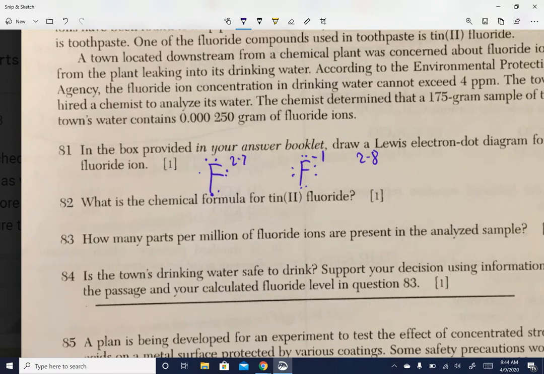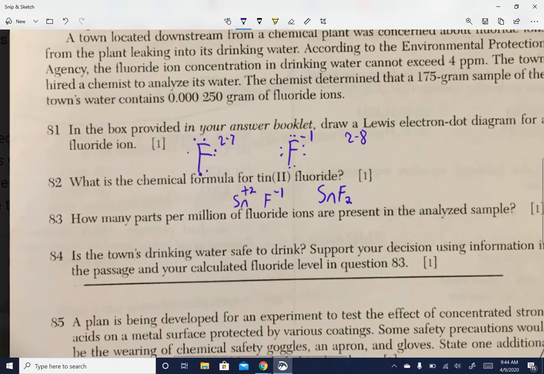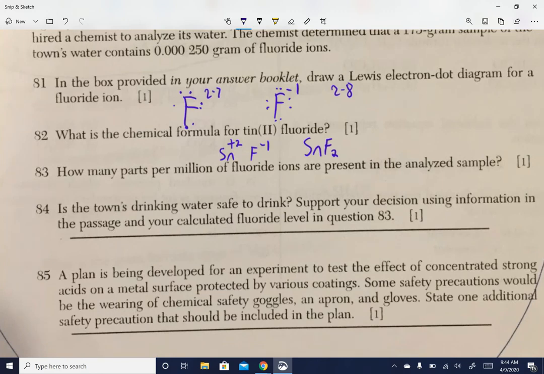Okay, tin 2 fluoride. Tin 2 means Sn plus 2. That's what that means. Fluoride is F minus 1. I just talked about it. I need 2 of these to balance this out: SnF2. How many parts per million are present in the analyzed sample? And then is it safe to drink?